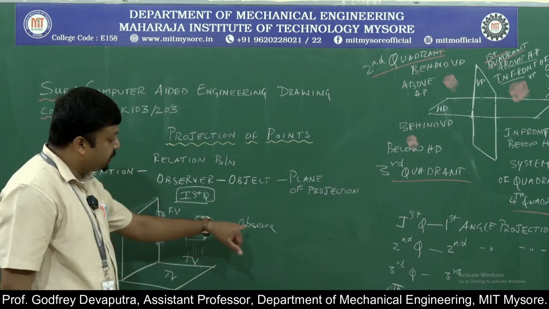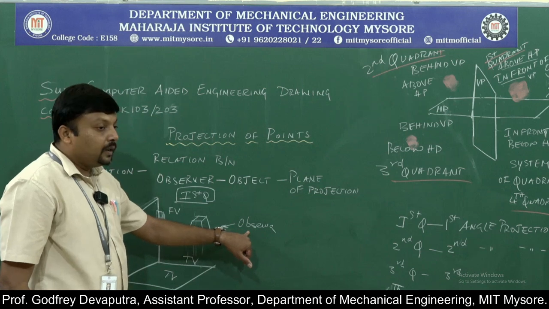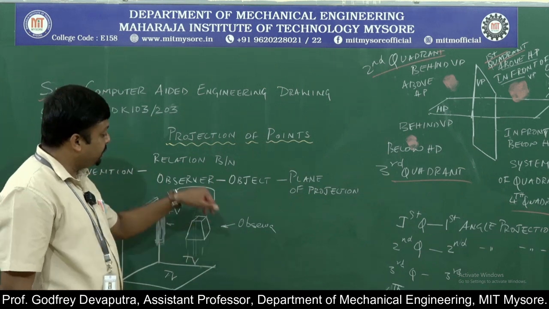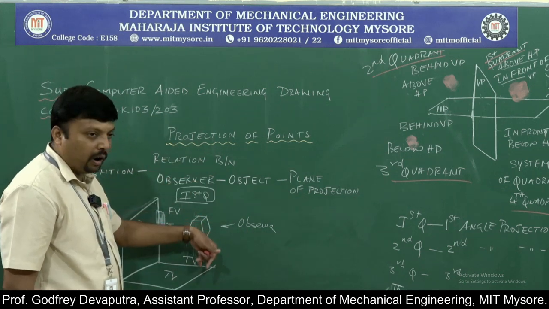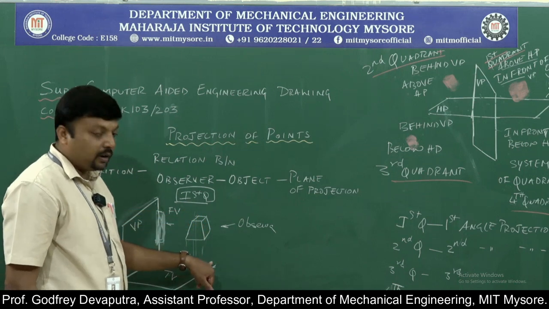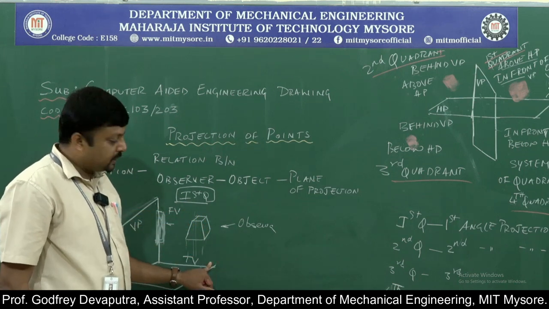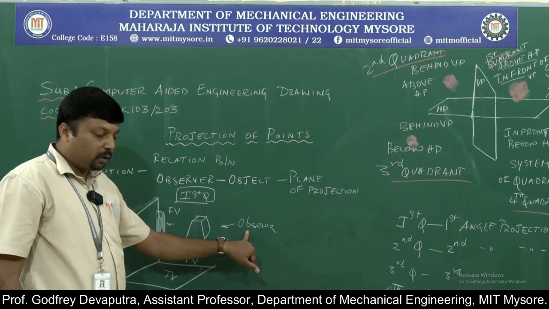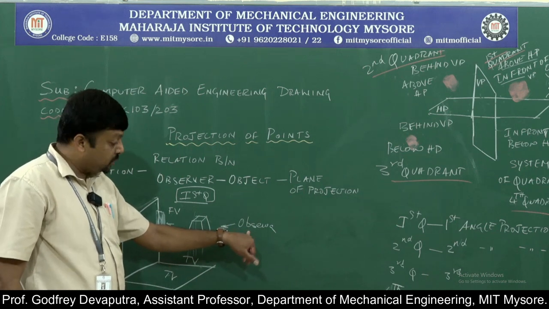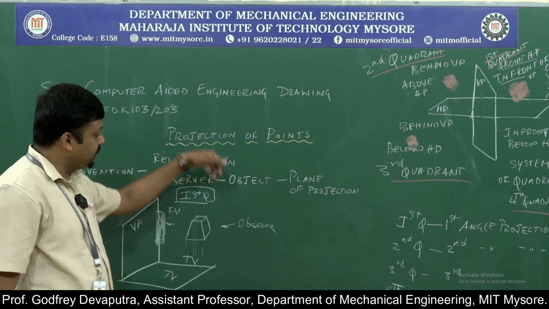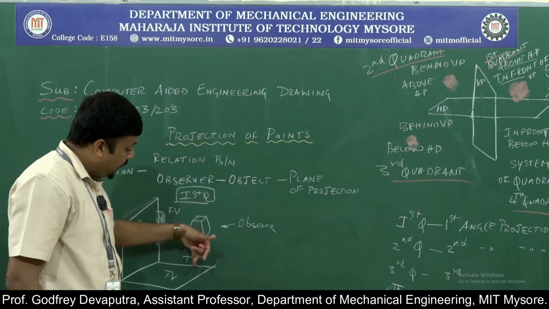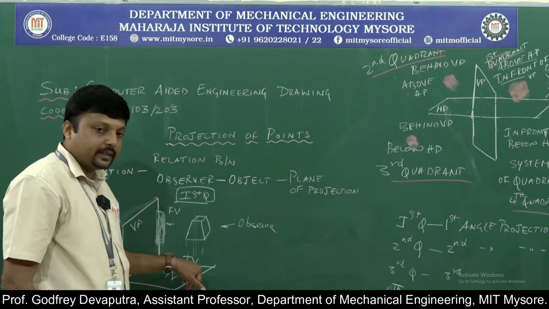Although observer's position is fixed here, we say that he is imagining as if he is looking from the top and is drawing the view that he gets on the horizontal plane. I'll repeat once again, even though the observer's physical position is fixed, he is imagining as if he is looking from the top orthographically and is drawing this view, and this is called as the top view.